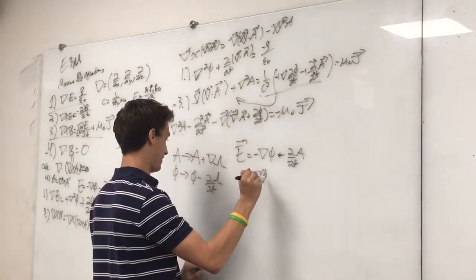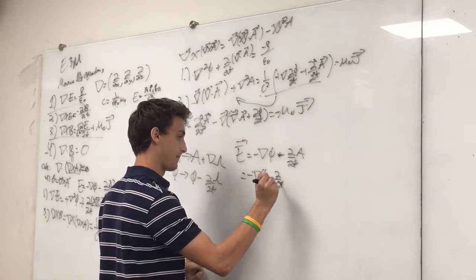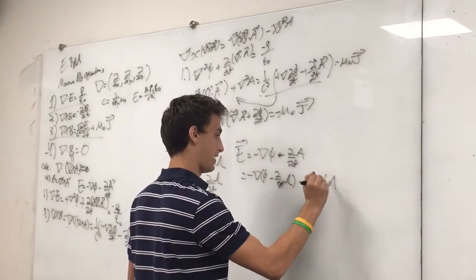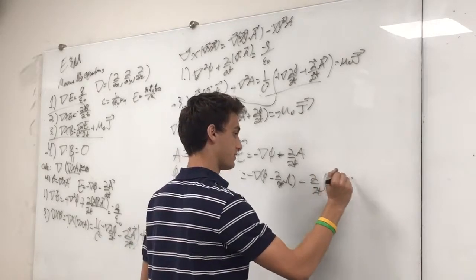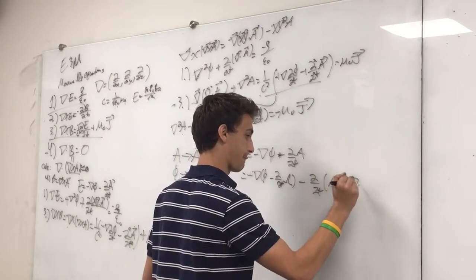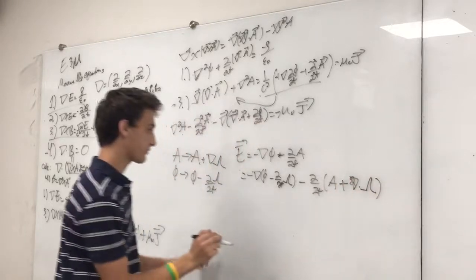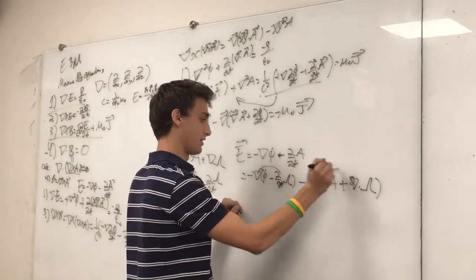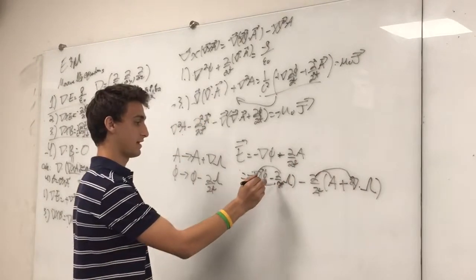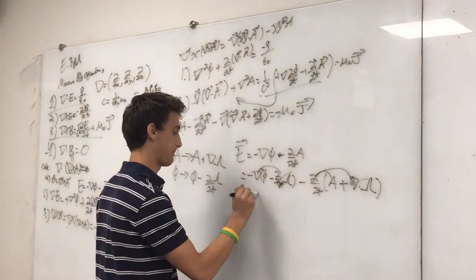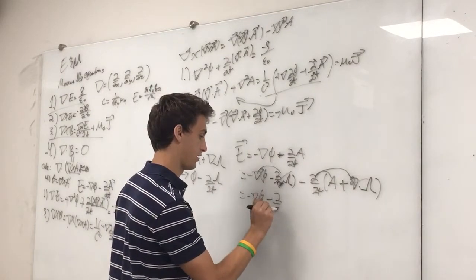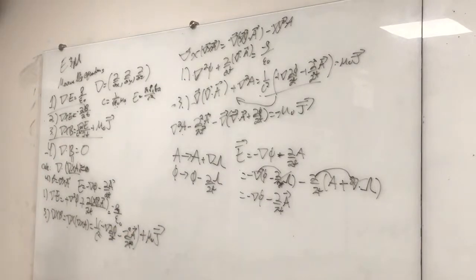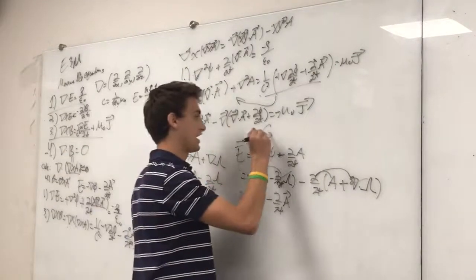You just get minus del phi minus d/dt lambda minus d/dt A. And so when we distribute these, what we end up getting is these two terms cancel out, and we get back our equation for the electric field. So there's some redundancy. This is called gauge invariance.